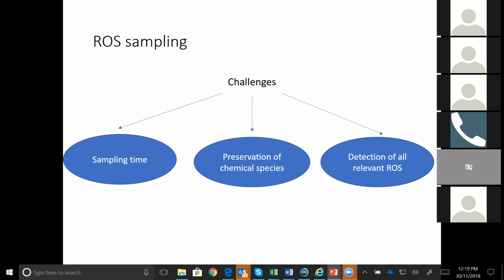And also detection of all relevant ROSs. That's the third and most important challenge. For the detection of ROSs on particles, or ROSs in atmospheric pollution in general, we are using chemical methods, cell-free methods. These are molecular chemical probes that normally work on the principle of fluorescence detection. Every probe is sensitive towards different species, and none of the probes can detect all the ROSs, and that is one of the very important limitations of existing ROS measuring approaches.